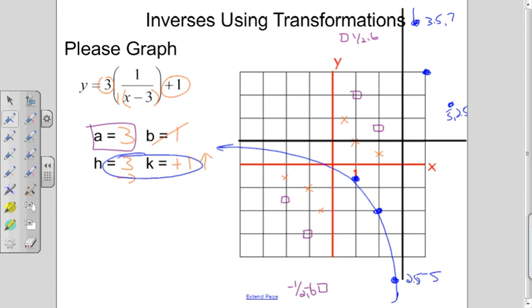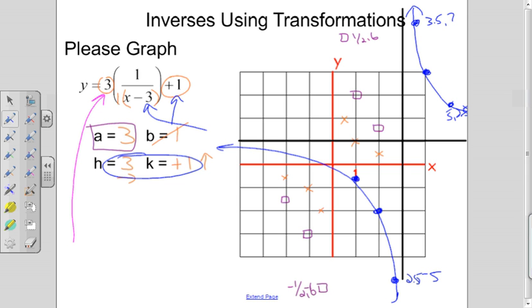this graph, which again has the same inverse shape, but it is vertically stretched by a factor of 3 when dealing with the outputs. The inputs and outputs will be rigidly translated, where the inputs will go right 3 and the outputs will go up 1. And that's the final answer.